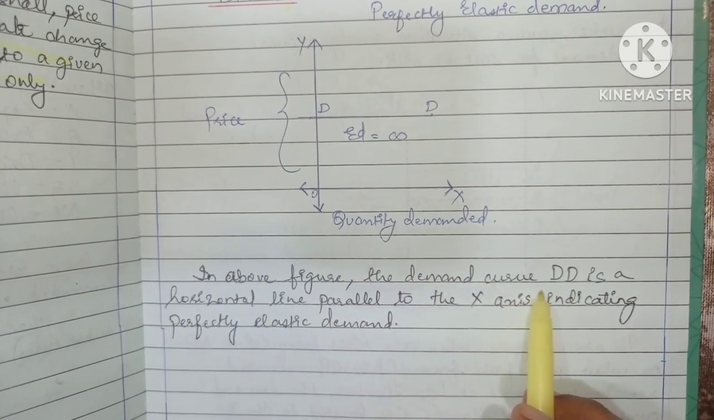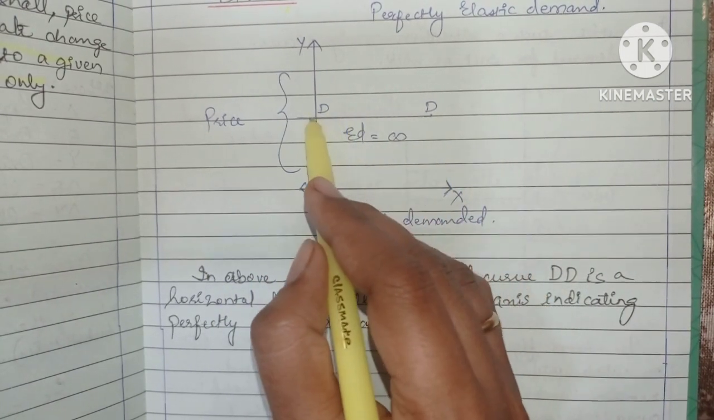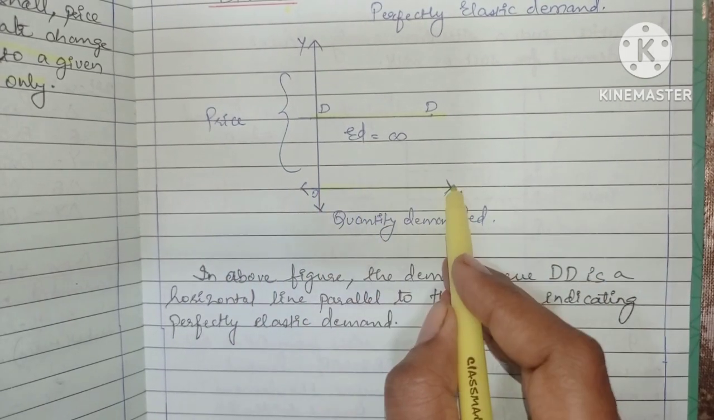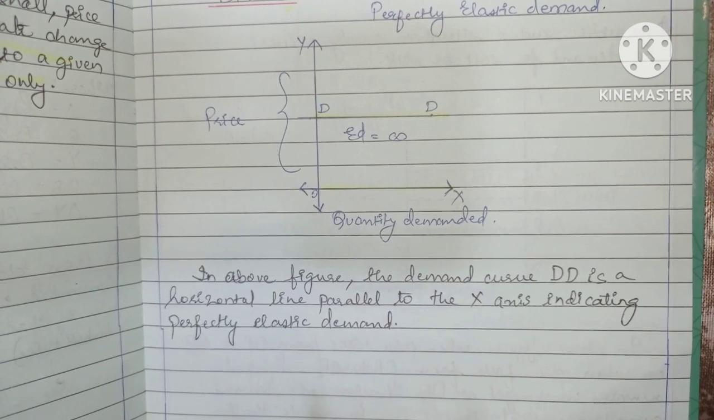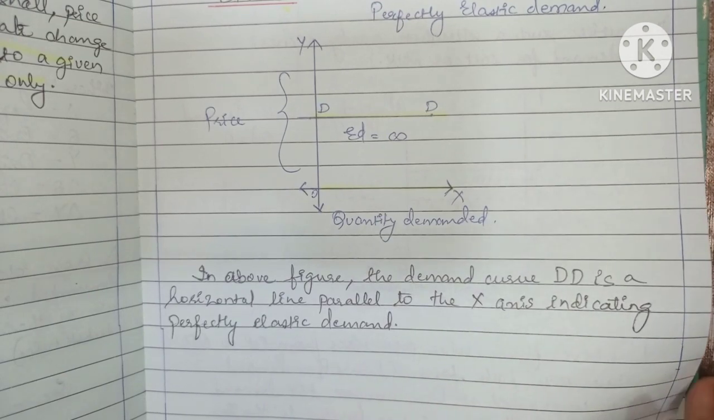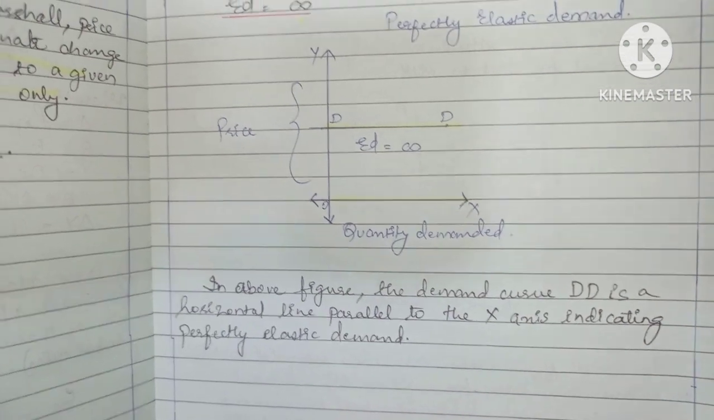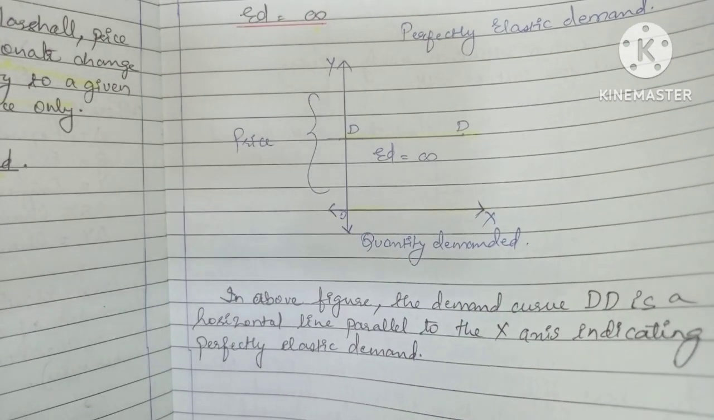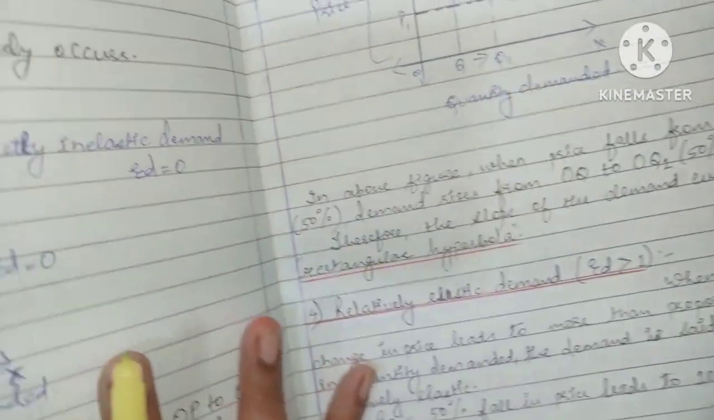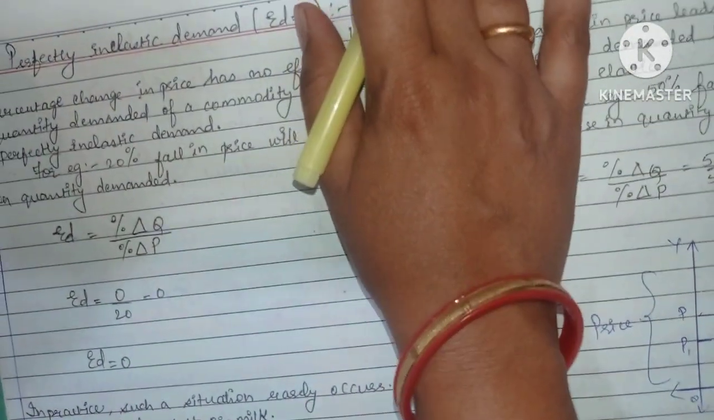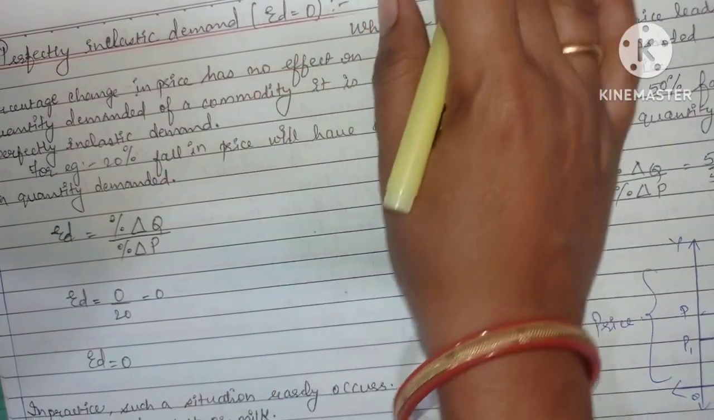In the above figure, this is the demand curve. DD is a horizontal line parallel to the x-axis, indicating the perfectly elastic demand. It's perfectly elastic. So as the price changes, the quantity demanded changes. So it goes in a similar direction, and that's why it's a parallel line. Okay. So next comes the perfectly inelastic demand.